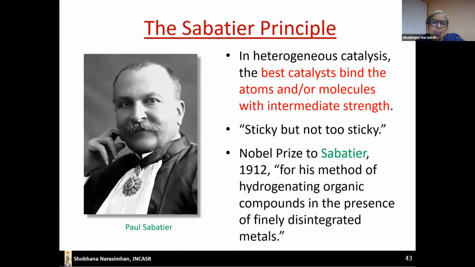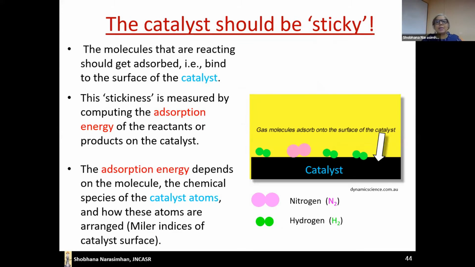The Sabatier principle is actually a rather old principle in catalysis, but people are still using it very successfully nowadays. It's the idea that in heterogeneous catalysis, the best catalysts bind the atoms or molecules with intermediate strength. How I word it is: the catalyst should be sticky, but not too sticky. It was first articulated by Sabatier, who got the Nobel Prize in 1912 for his method of hydrogenating organic compounds in the presence of finely disintegrated metals. Those finely disintegrated metals were the catalysts in that case.